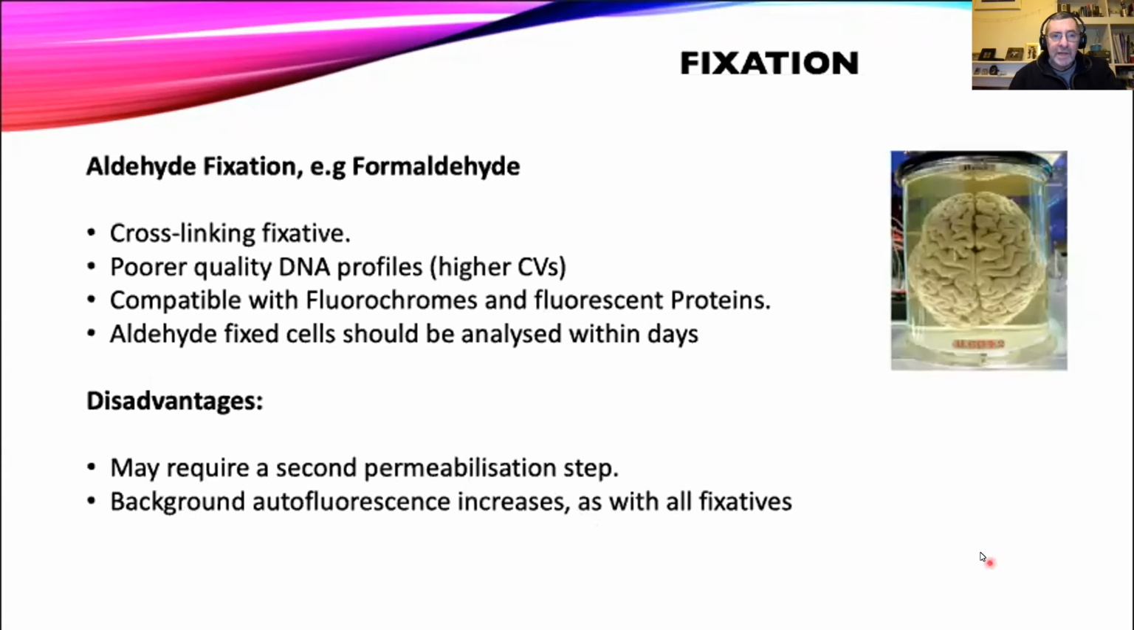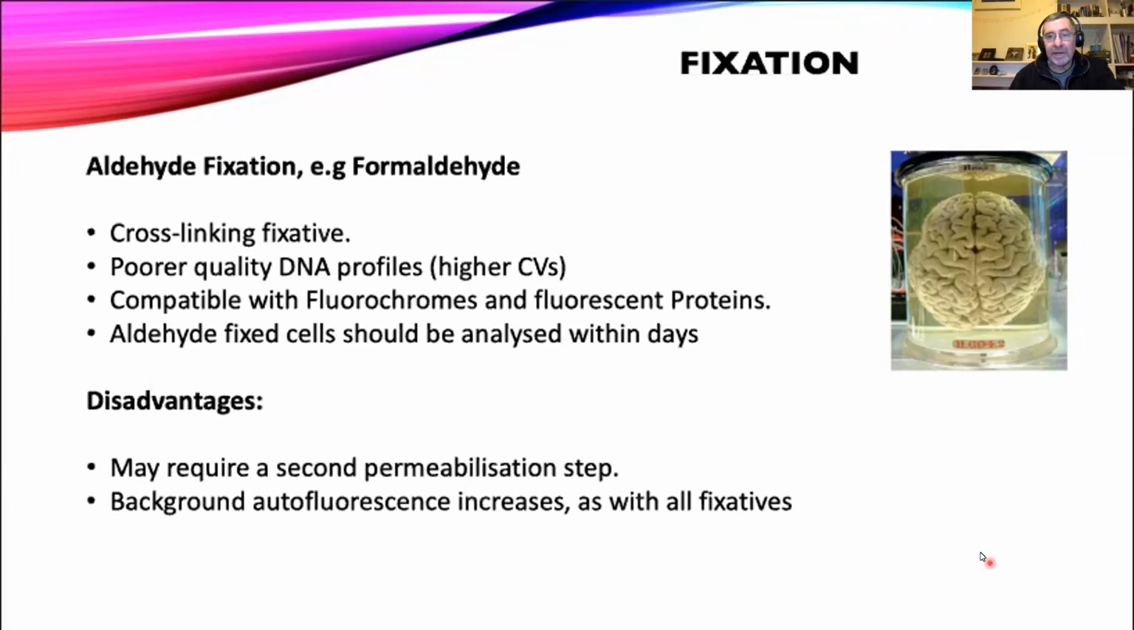If I don't want to fix my cells in ethanol, I can fix them in an aldehyde. Generally, formaldehyde is the fixative of choice, and formaldehyde is a cross-linking fixative. So all those proteins that are around DNA get locked in place because they're cross-linked. Now that means that it's slightly more difficult for my DNA binding dye to get into the cell, and that leads to a higher CV. But aldehyde fixed cells are more compatible with fluorescent proteins and other fluorochromes.